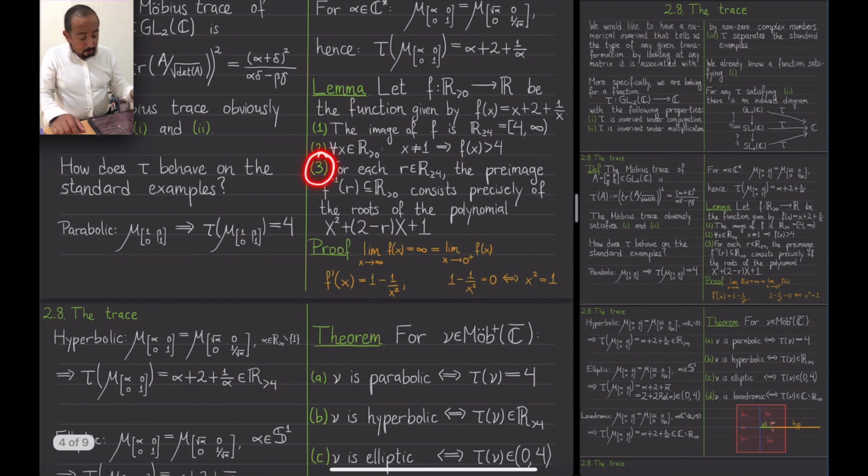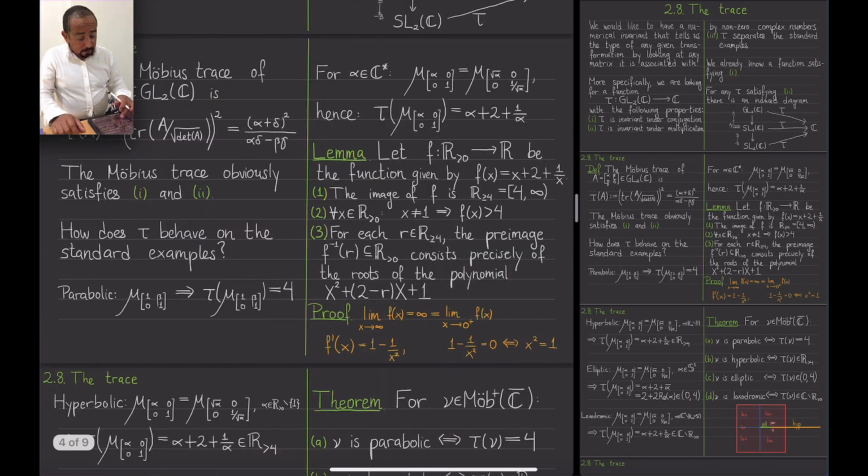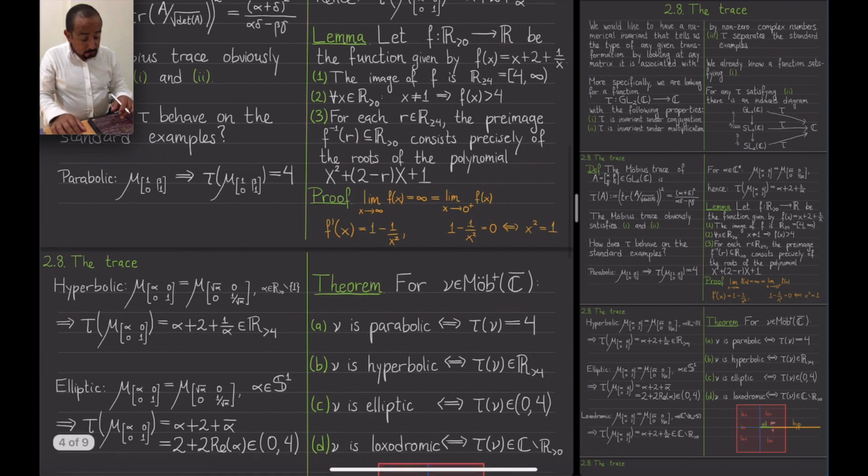And for 3, we see that if we are going to have x plus 2 plus 1 over x equal to r, then this is because x squared plus 2x plus 1 is equal to rx, and this is because x squared plus (2 minus r) times x plus 1 is 0, right? Okay, so this will be important. But you see, when r is in the image of this function, these are the two roots, right?